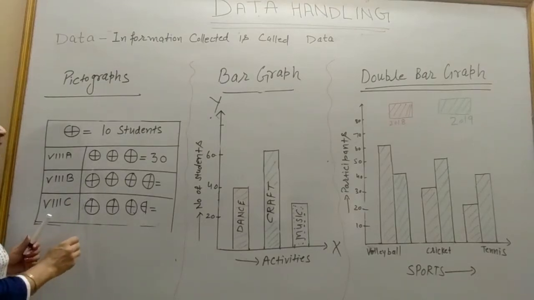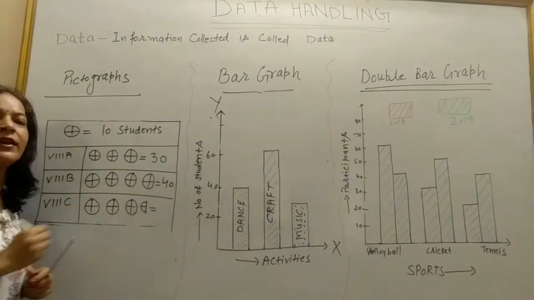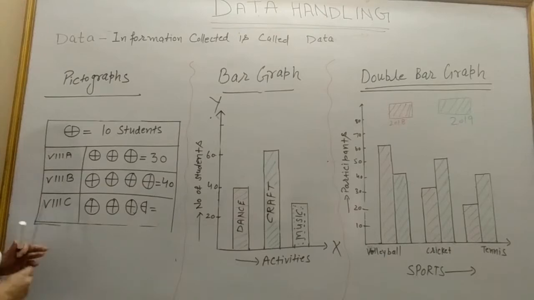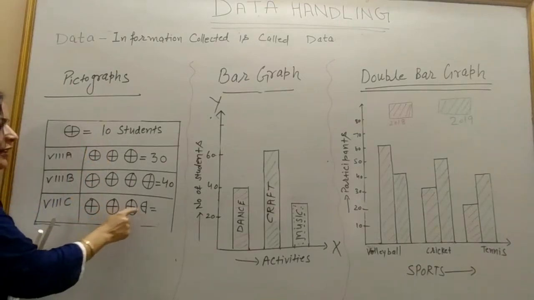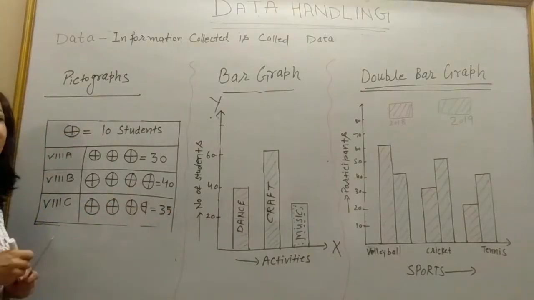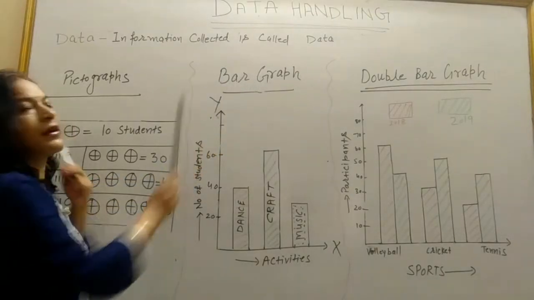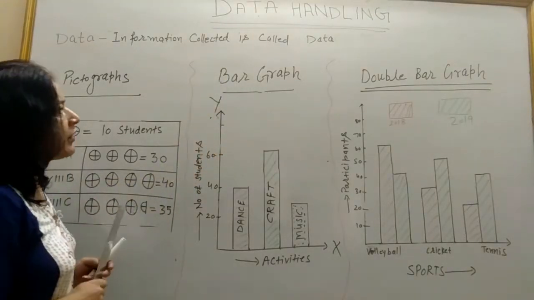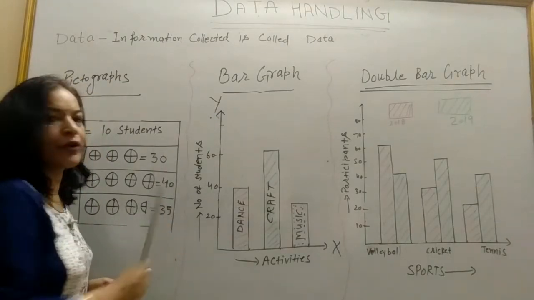Because one circle is representing 10, so it's 40 students in 8B. And the number of students in 8C is 10, 20, 30, and this is a half symbol. Half of 10 is 5, so 10, 20, 30 and 5, 35. And next you have learned about bar graph, where we represent information by using bars of uniform width.